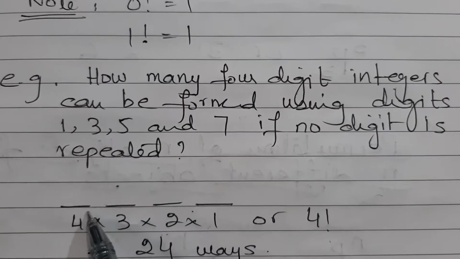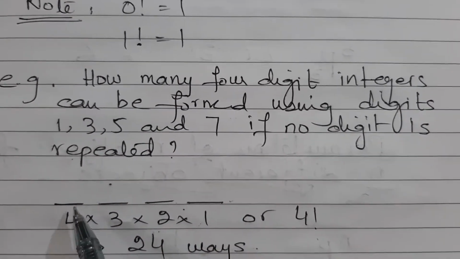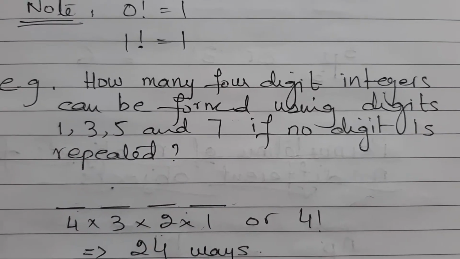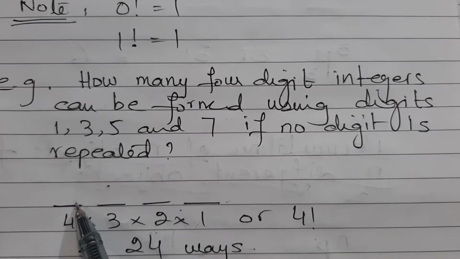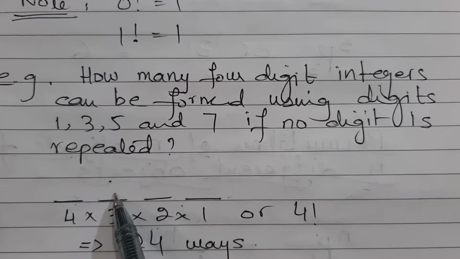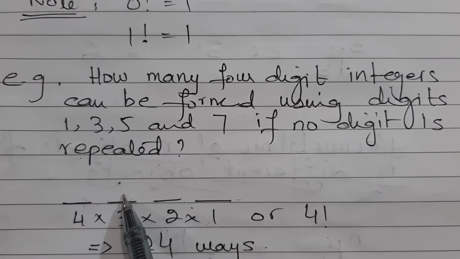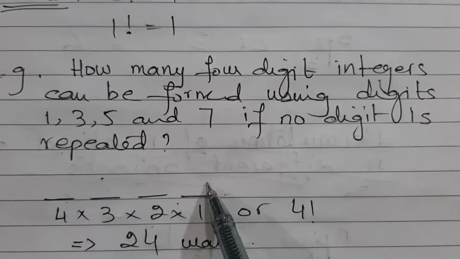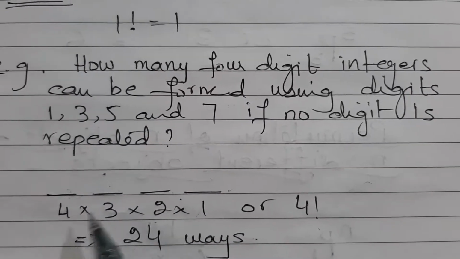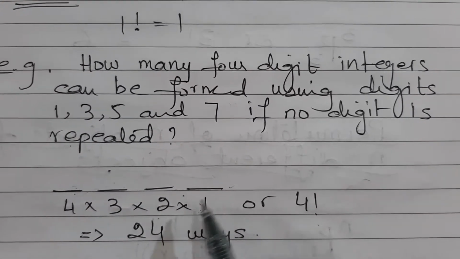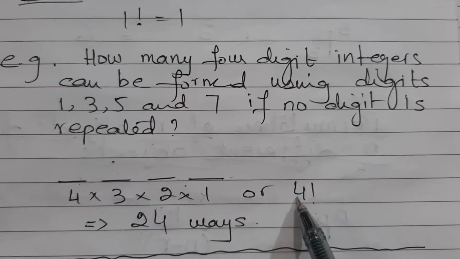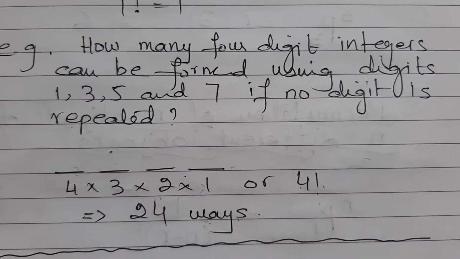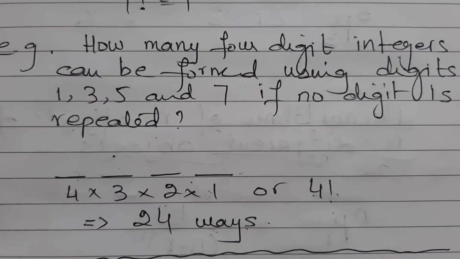Okay, now if you see these 4 blanks, at the first place I have 4 options and I can put any one here. Then once you put 1 digit here, how many options will you have? 3 options left, so you can put any one here. Then how many options are left? 2. Then how many? Last one. So that's why it is 4 into 3 into 2 into 1, or simply you can write 4 factorial, 24 ways. Now why do we multiply here? I will build up this concept in a while, and I hope it will make sense to you.